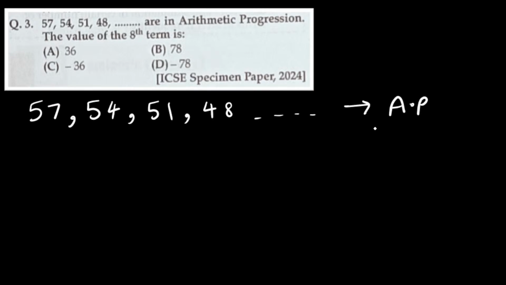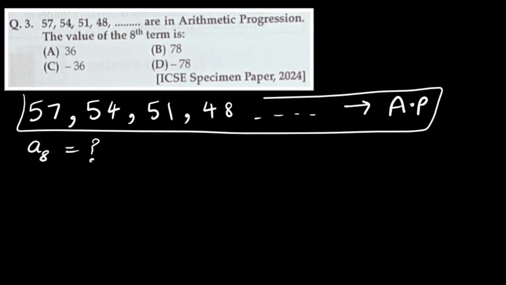What we have to find here is the value of the eighth term. The symbol of the eighth term is a8. So how to find the eighth term? Whenever any sequence is given to us in an AP, that means A is given to us. A is the first term of the sequence. Here the first term of the sequence is 57.